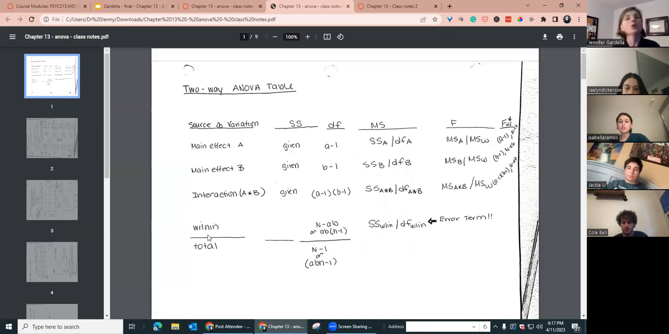This within, what is your error term within each of your groups? And then I also, on the side here, wrote how to look up the degrees of freedom in the F table. These are the degrees of freedom that you would look it up with.